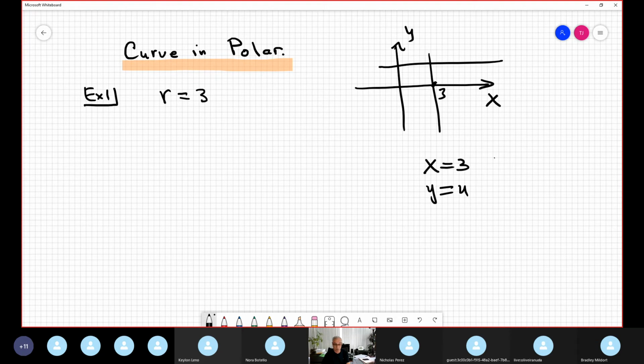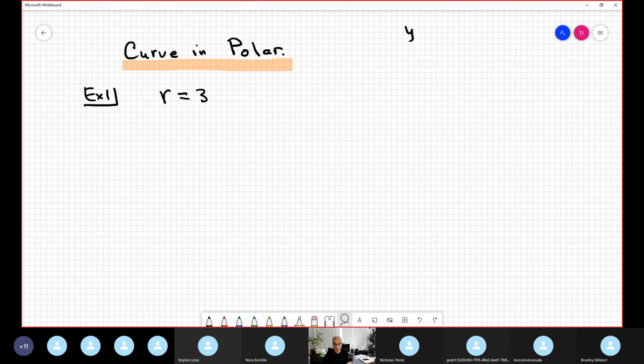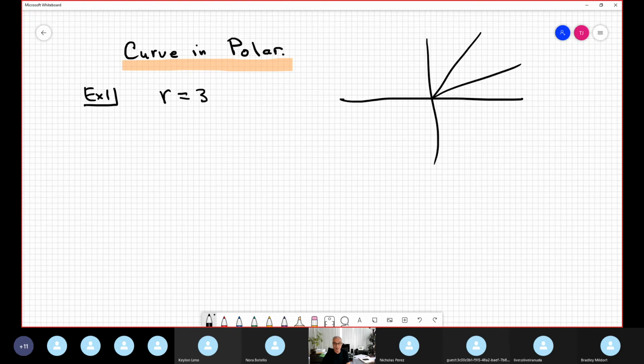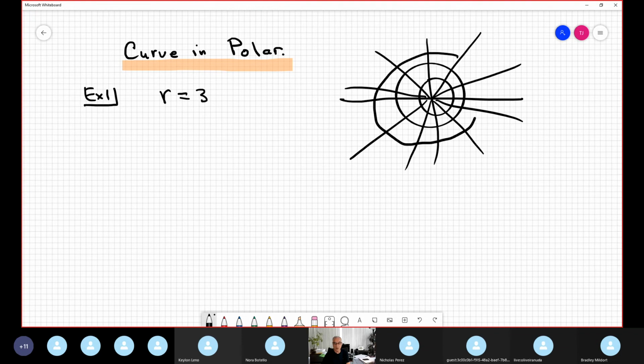So in polar, it is different. Let me show you. In polar, this is the polar paper that you are provided in the paper or in Desmos. You don't worry about this. It's something like that. Different angles, and different circles. This is a typical polar paper. So r equals 3. Oh, theta is missing.